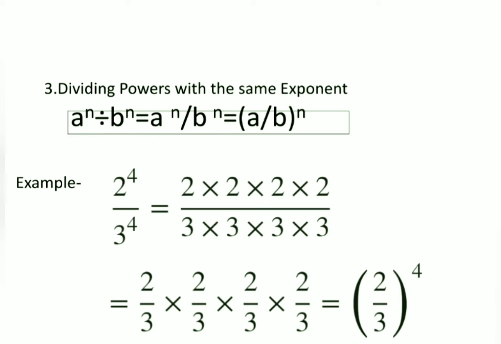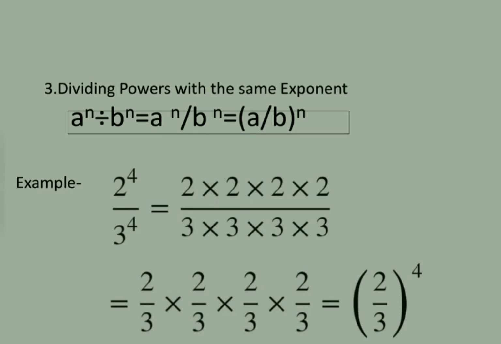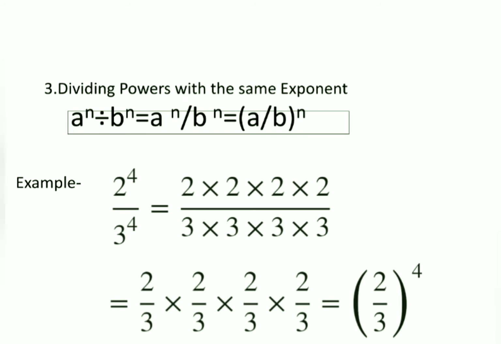Students, the next law is about dividing powers with the same exponent, meaning dividing exponential numbers whose bases are different but exponents are the same. The law is as follows: a raised to the power n divided by b raised to the power n, or a raised to the power n upon b raised to the power n. The result you get is a upon b raised to the whole power n.